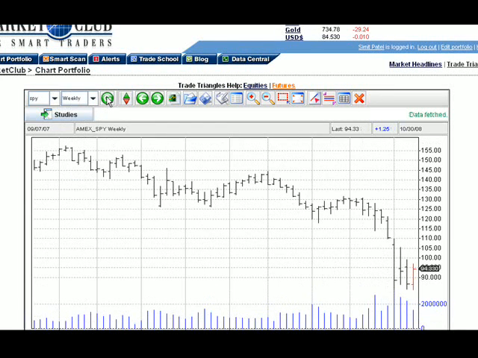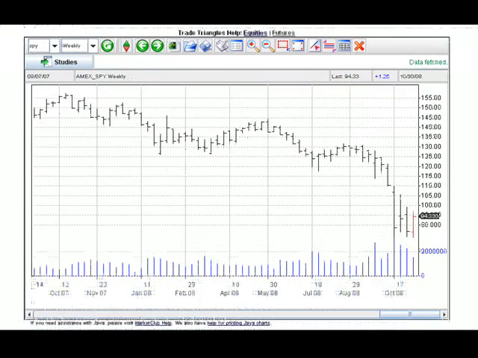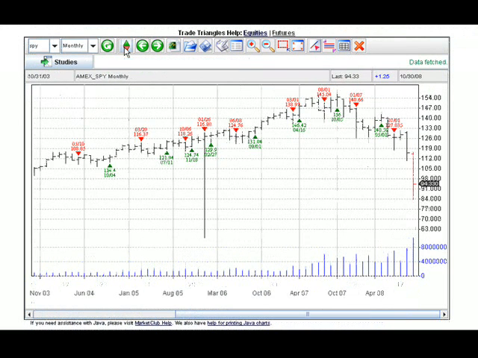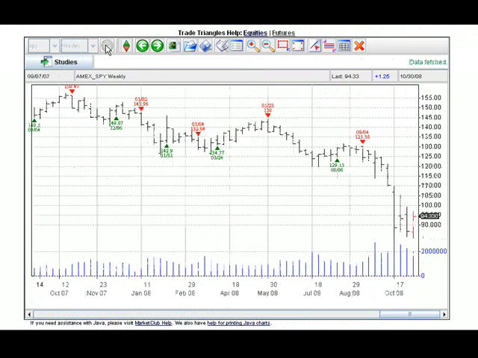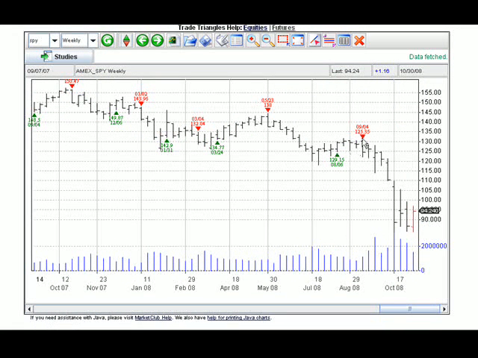I'll start with the weekly, and this is of the SPY, which is the ETF that tracks the price action in the S&P 500, and you click the little triangles thing here to get the trade triangles to come up. And as we talked about in my introduction video, we look at the weekly chart first, and you can see that there was a weekly trade triangle issued here at 125.35.